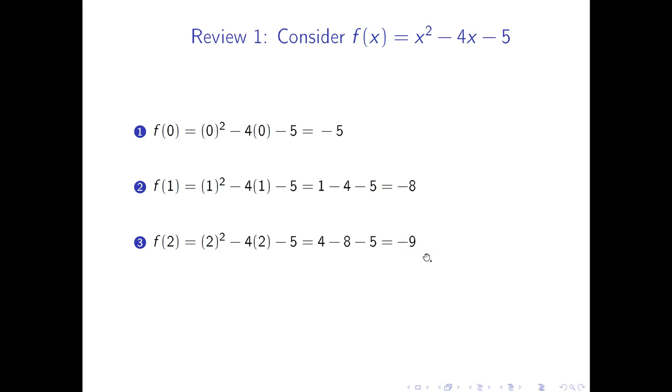Okay, this is kind of nice. All right, what about 3? Go ahead and find that. Well, you plug it in and then do the arithmetic. 9 minus 12 minus 5, which is negative 8. Oh, wait a second. This is a function, but notice it gave me the same y value for two different x's. That is okay. It's just that no x can give me two y's.